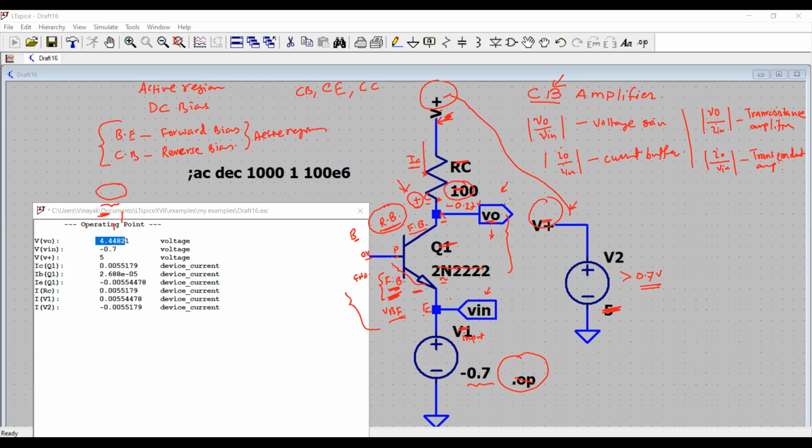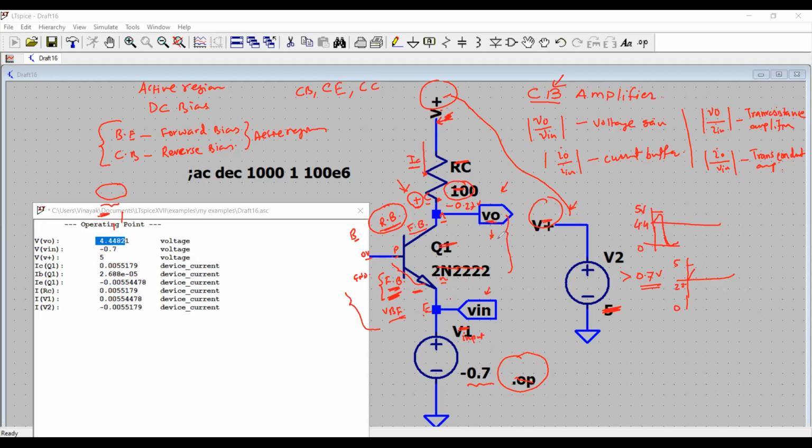But now, if your DC operating point for the V output starts from 4.4 volt and your maximum supply is 5 volt, you have only 600 millivolt up, but down you can go to zero right over here. So therefore, if you want the amplifier to behave symmetrically, let's say this is your 5 volt and this is your 0 volt, you want to start from 2.5 volt. So you need to set the DC bias point accordingly.